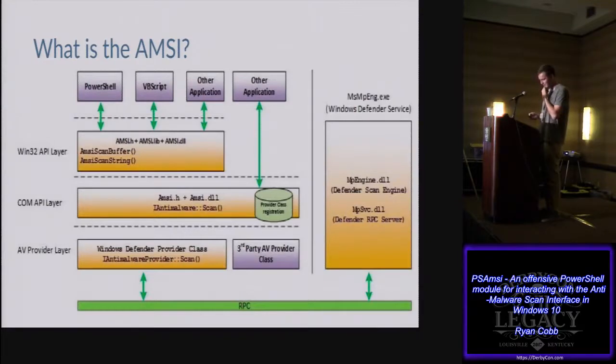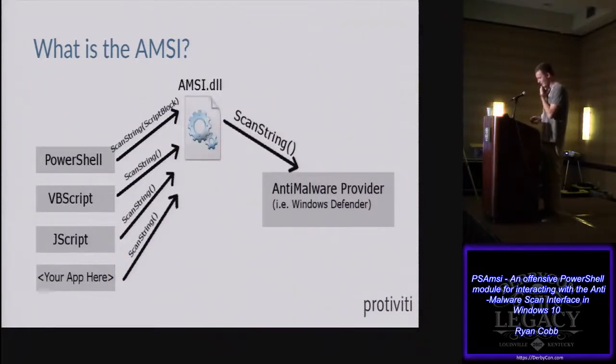But let's dive into how the AMSI is supposed to work when it's not bypassed. So this is a nice diagram provided to us by Microsoft. You can see some applications like PowerShell making calls to Win32 API functions that eventually make calls to an anti-malware provider interface. So this is my super dumbed down version of the same diagram.